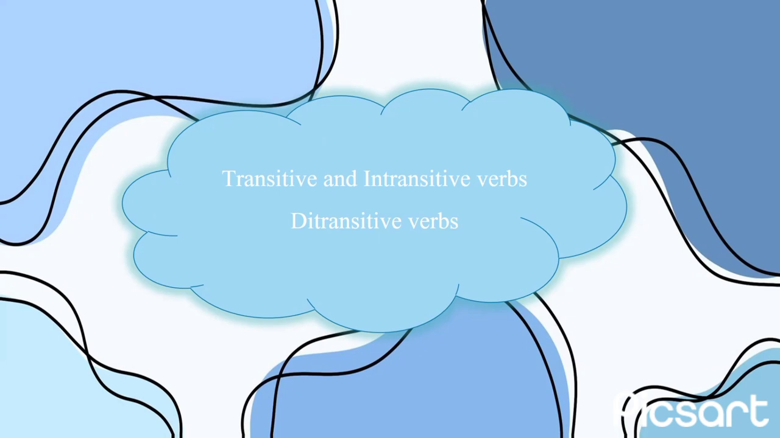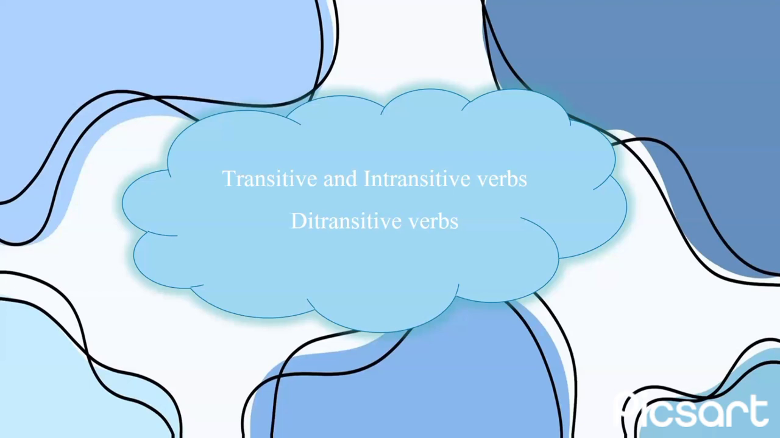Now, intransitive verbs are verbs that don't require a direct object to complete their meaning. They express an action or state that doesn't transfer to an object. For example, the birds flew in the sky. So the intransitive verb is flew. He laughed at the joke. The intransitive verb is laughed. So these verbs don't require any object.